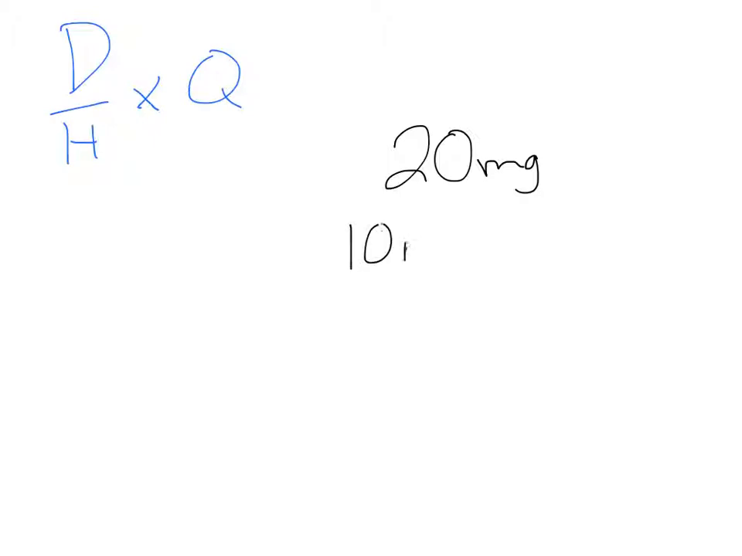So just writing this up here again, D over H times Q. Let's say we have an example: the doctor orders 20 milligrams of a particular drug. It doesn't matter what that drug is. That medication comes in 10 milligrams per tablet. You can probably do this in your head: if he needs 20 milligrams, but it comes in 10 milligrams per tablet, then I need to take 2 tablets. Pretty easy.